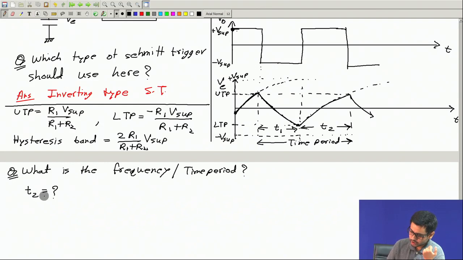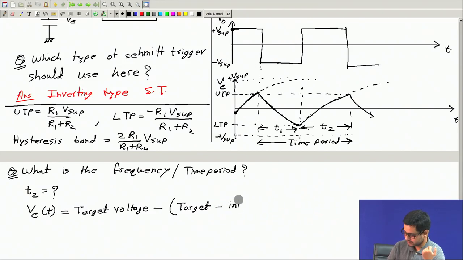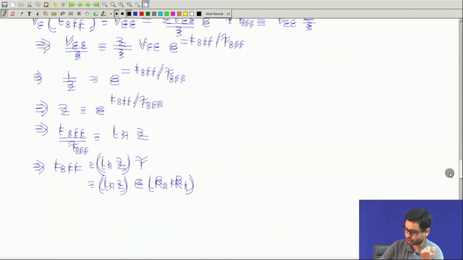How do we do that? Here you see the capacitor is being charged from a value of LTP, and it is reaching the value of UTP. So what will be the expression of capacitor voltage then? This we shall write as the target voltage minus (target minus initial) times e to the power minus t by time constant. This is the rule that we also used yesterday.